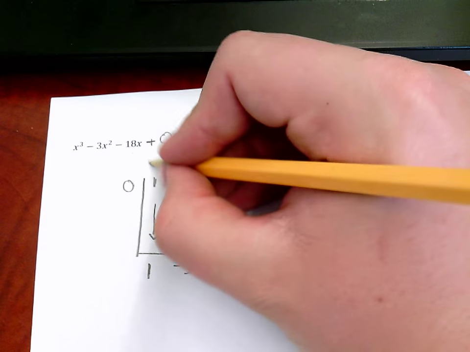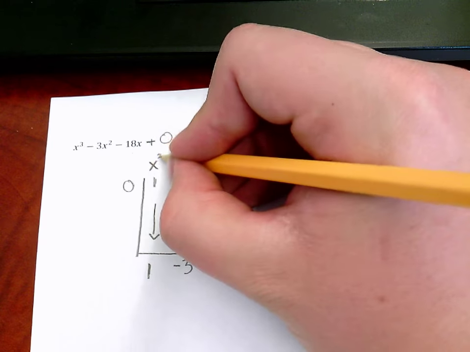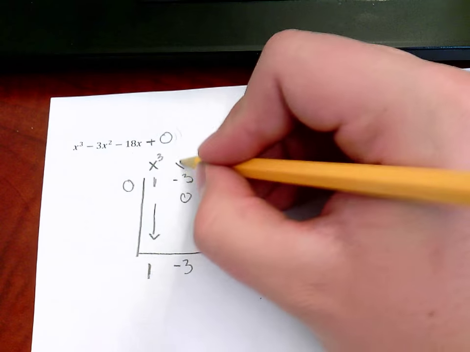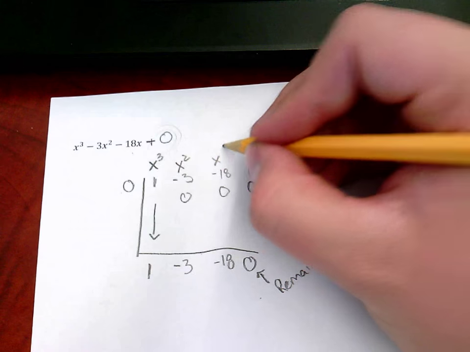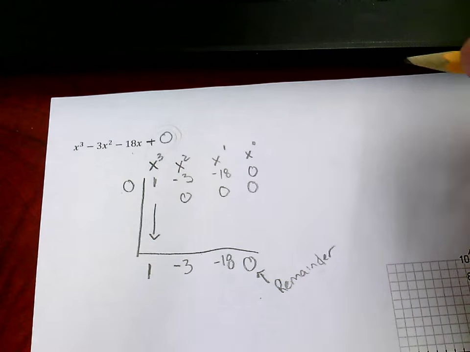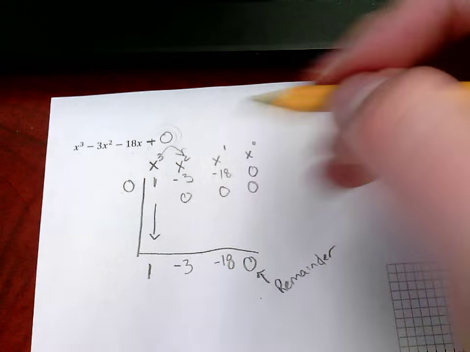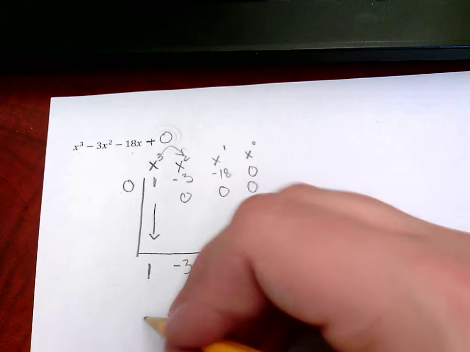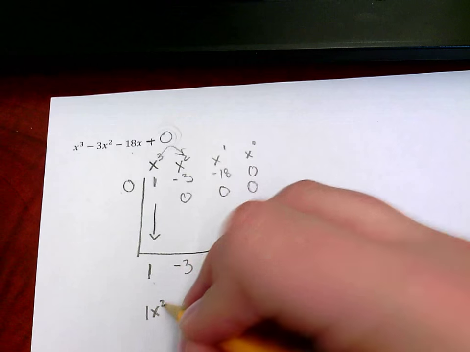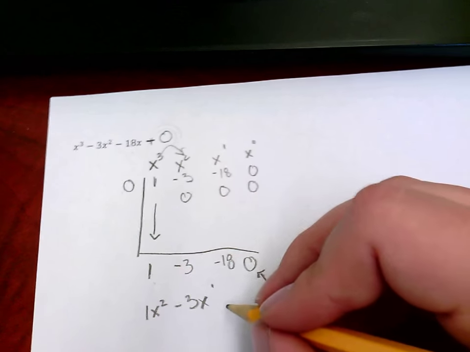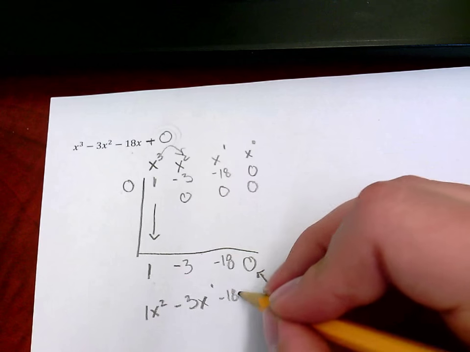So this time, this started with x cubed. And remember, the x cubed means we have 3 zeros. Then we went to x squared, we went to x to the first, and then we went to x to the 0. So now we have to start with the next largest term, which was x squared. And since this is a 1, this would be 1x squared minus 3 times x to the first minus 18x to the 0.